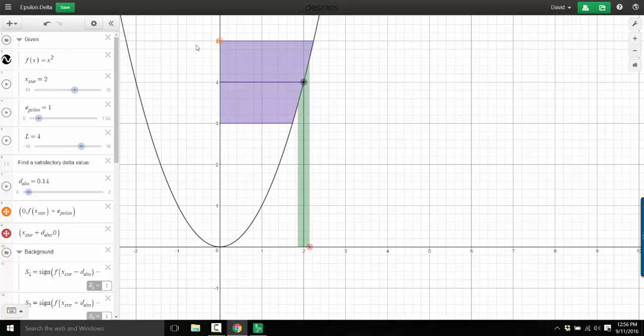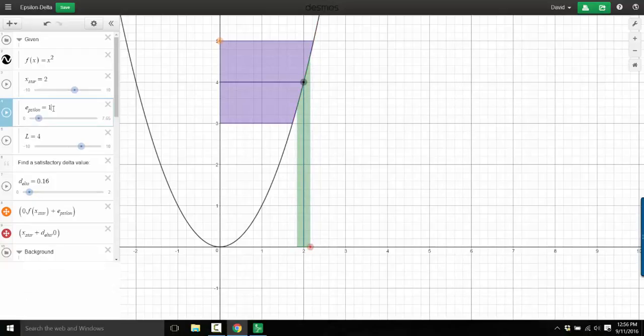So the claim was that no matter what epsilon you find, you can always find a number delta so that as long as the x values are within that distance of 2, all those x values are going to map inside this epsilon neighborhood. Well, clearly in this case it wasn't very hard to find one. Although if you make the delta number big enough, well, we've turned red here because now some of the x values within a delta distance of 2 are not mapping inside the epsilon neighborhood.